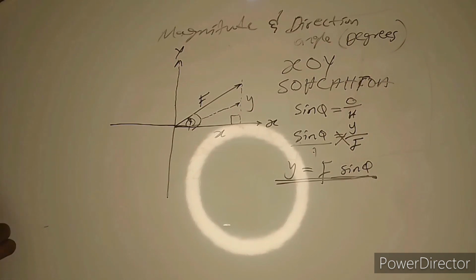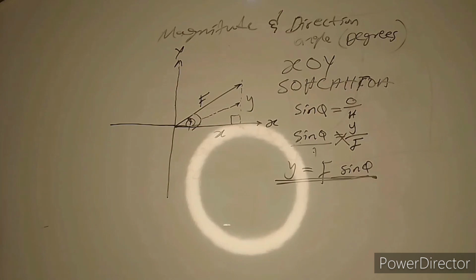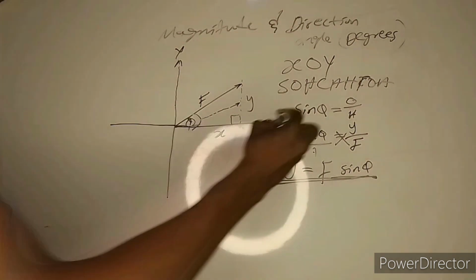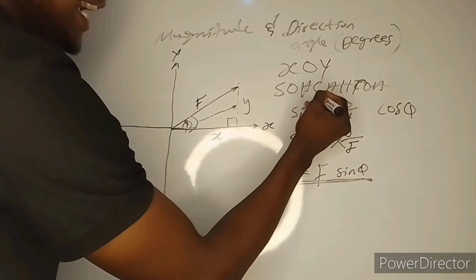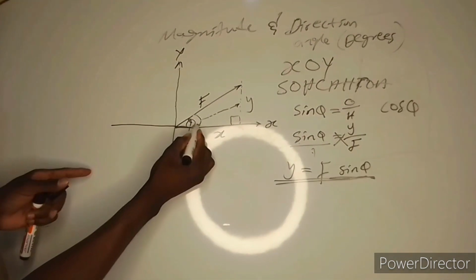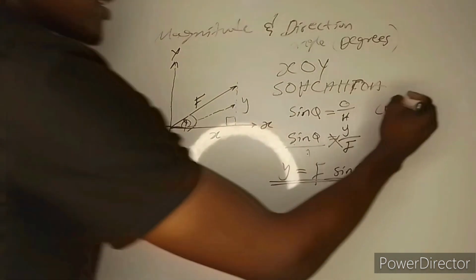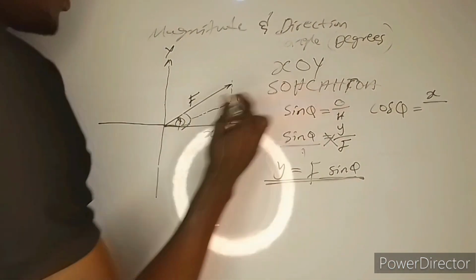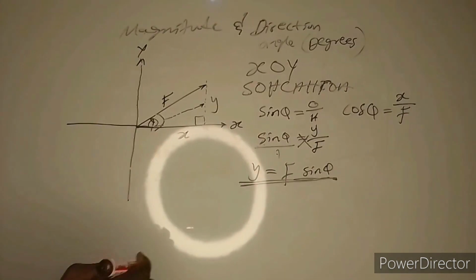Next, we will look for the equation in the x component. But how can we go about it? Let's say we have cos. So we know cos theta will be equal to the adjacent. Looking at the example that we have here, our adjacent is x, so it is equal to x over hypotenuse, which is the force. We make x the subject of the formula.